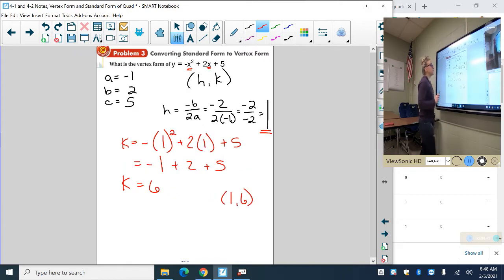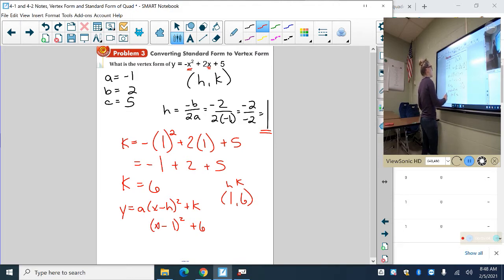Now, I have to write the standard form equation in vertex form. Well, vertex form, if you remember, we just did it. Y equals A times X minus H squared plus K. In vertex form, H and K are right here. So I'm going to have minus 1 plus 6 here. Okay, and then I just have my x.